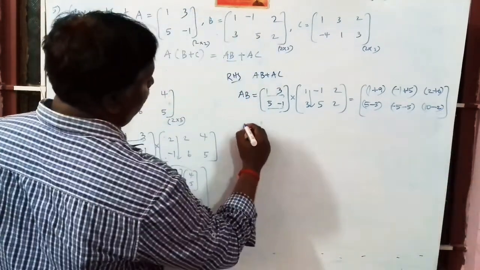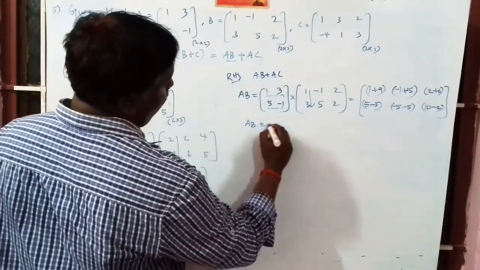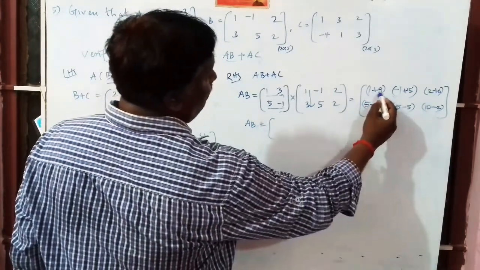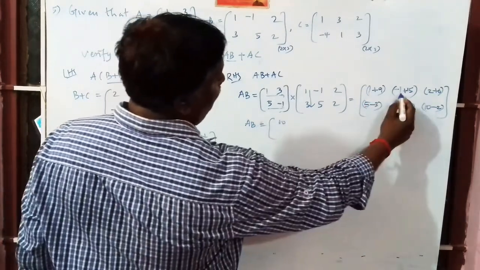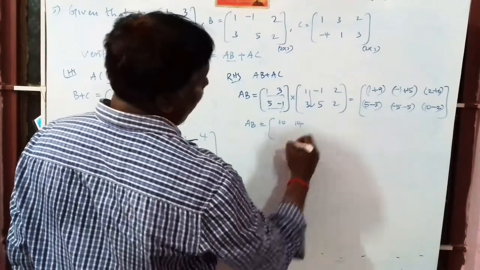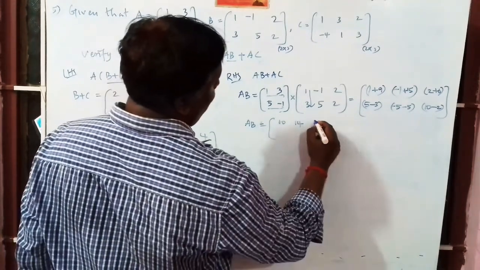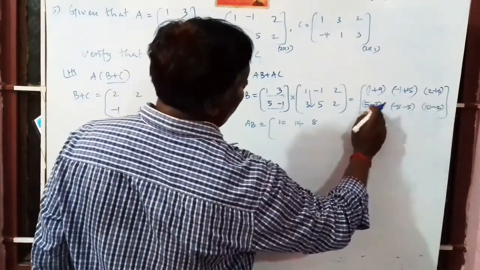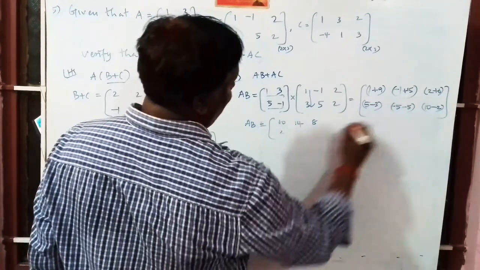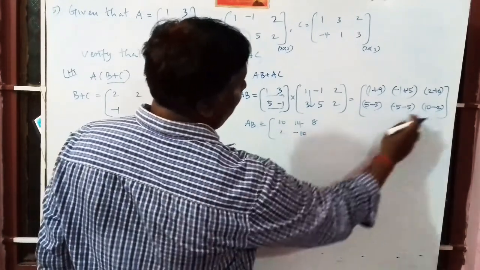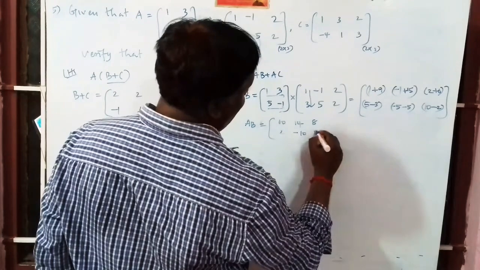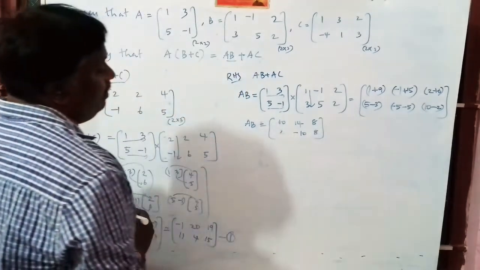Now simplify the AB value. So AB equal to, now simplify. 1 plus 9 equal to 10. Minus 1 plus 15 equal to plus 14. 2 plus 6 equal to 8. 5 minus 3 equal to 2. Minus 5 minus 5 equal to minus 10. 10 minus 2 equal to 8. This is called the AB value.